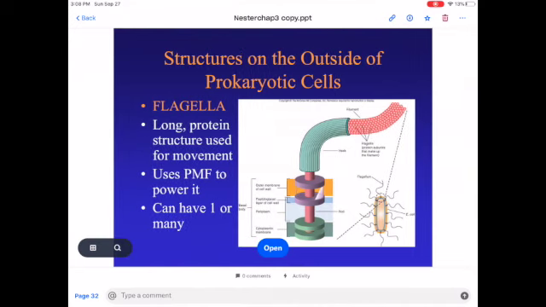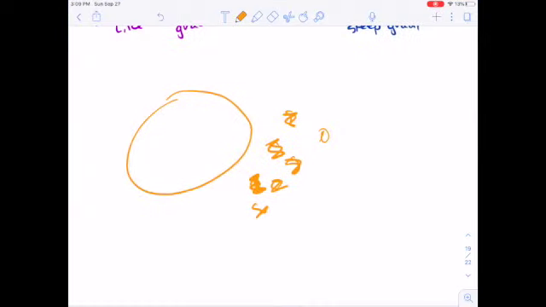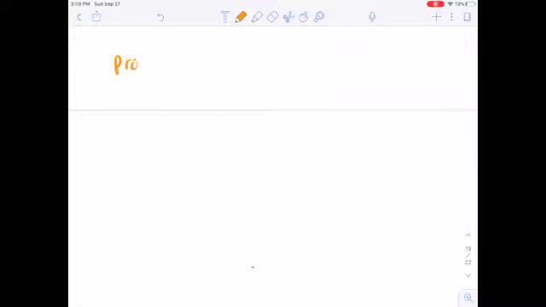All right, flagella are on the outside of bacterial prokaryotic cells as well. They are used for locomotion, or sometimes we say taxis, movement. They'll whip around and they help bacterial cells move. They use a proton motive force to power it. And I want to talk about what a proton motive force is. That's what the PMF stands for. So let's go back here. Proton motive force.